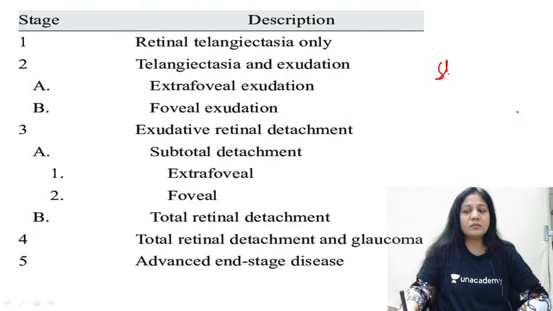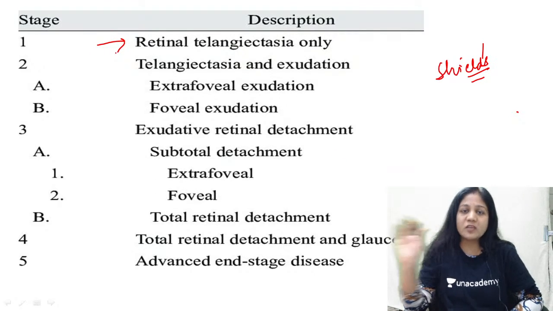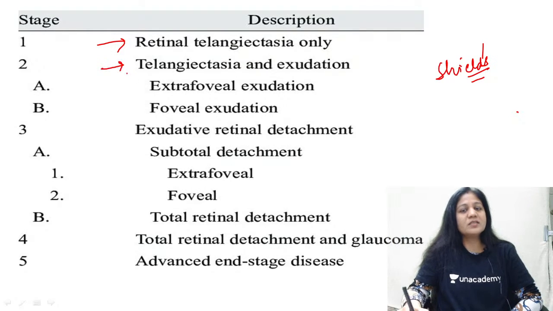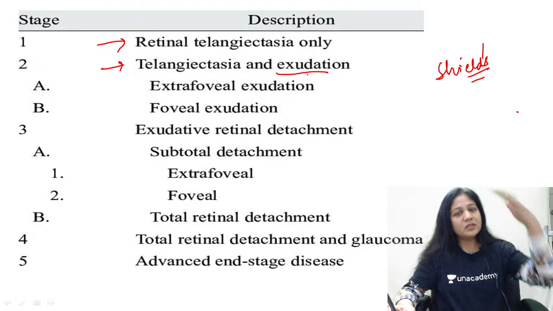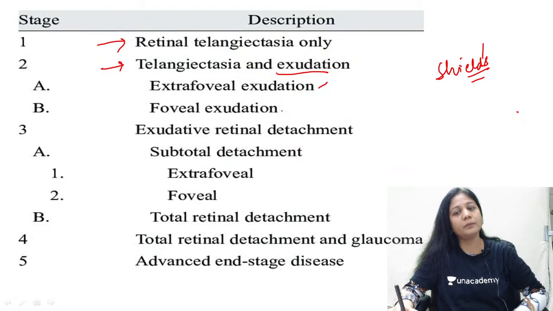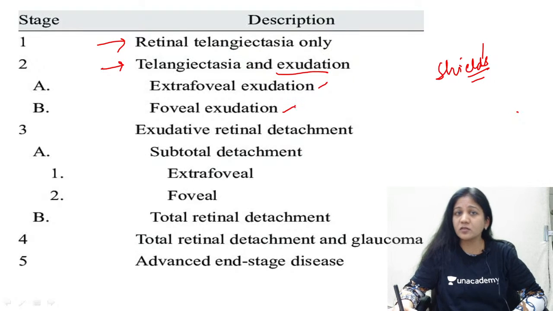Okay, so this was given by Shields et al. This is the staging we should know. In stage 1 you only see some retinal telangiectasias, no exudation as such. In stage 2 you see telangiectasias with exudation. Now it can be further divided into A and B, where in A you see exudation not at the fovea, but in B there is exudation at the fovea.